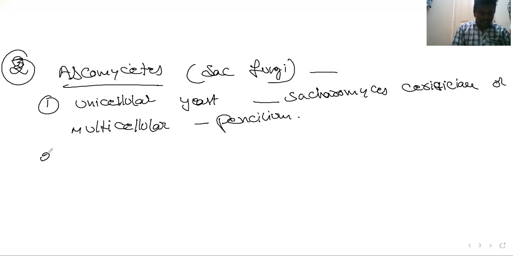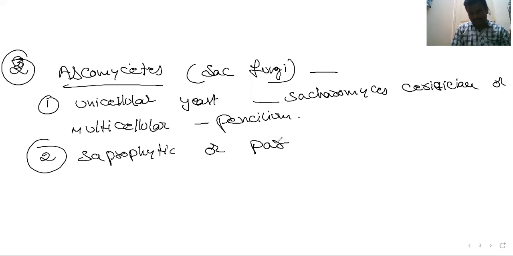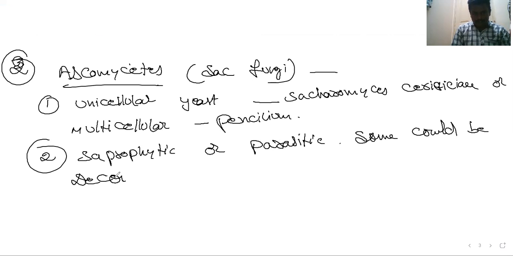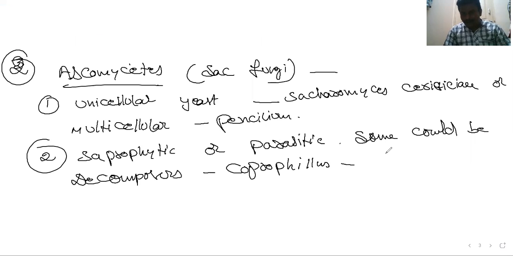Generally they are mainly saprophytic or parasitic. Some could be decomposers. Some are coprophilous, that is, growing on dung.